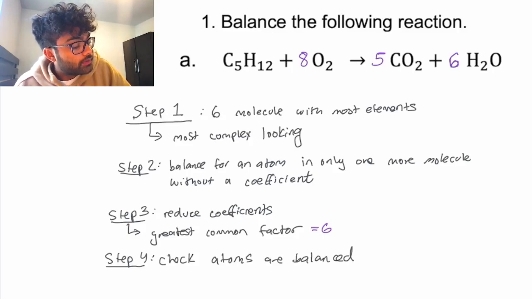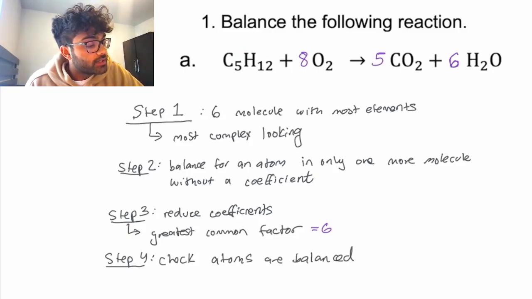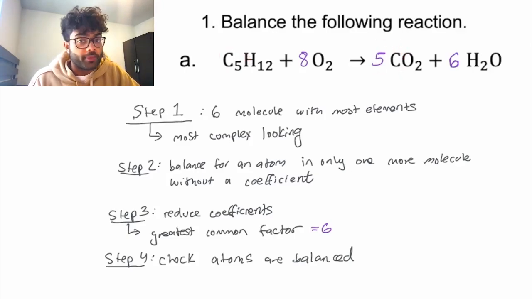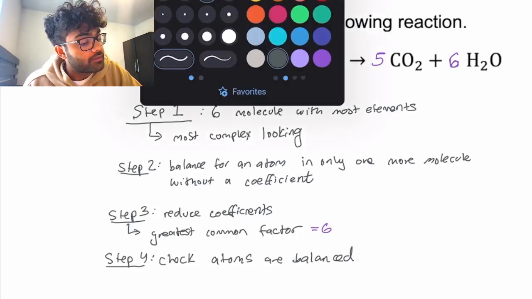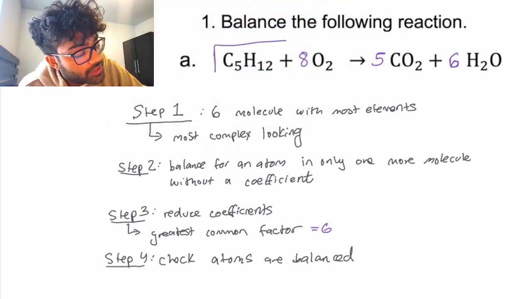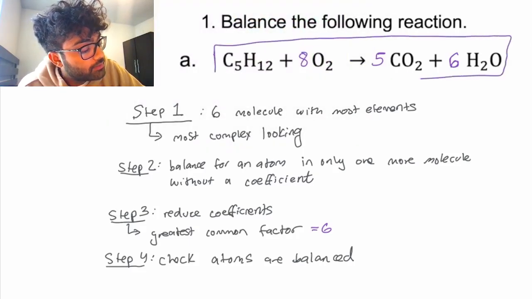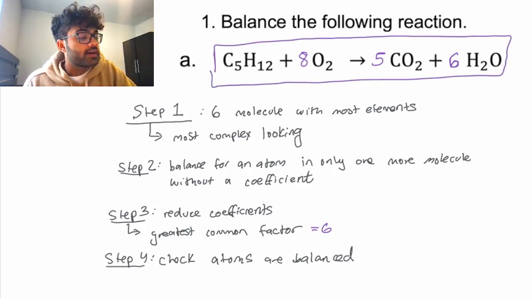So we have 5 carbons here, 5 carbons here, so we're balanced for carbon. 12 hydrogens here, and then 6 times 2, or 12 hydrogens here. We have 8 times 2, or 16 oxygens here. That's split among 5 times 2, or 10 oxygens, and then the 6 times 1, which is 6 oxygens. So here we have 16 oxygens as well. So we have finished our balancing process, and our final reaction is C5H12 plus 8O2 gives us 5CO2 plus 6H2O.